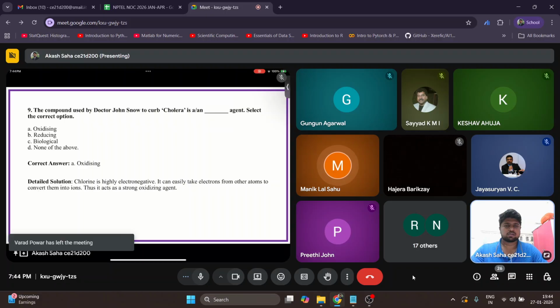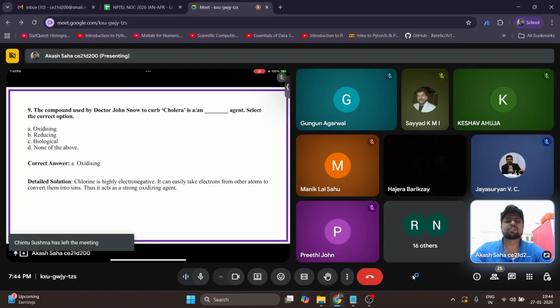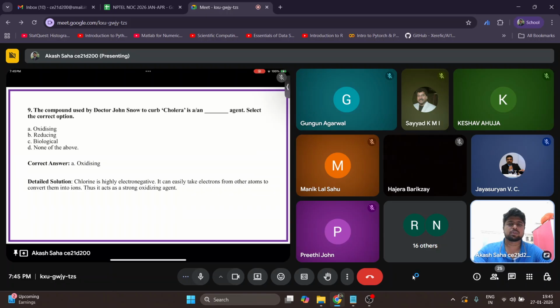Sir, this is a disinfection reagent. Yes, that is correct. Chlorine is a very good disinfecting agent, so it will kill all kinds of microbes present in the system. And how does it kill the microbes? By oxidizing them. That's why it's a very strong oxidizing agent, right? So that is the reason.